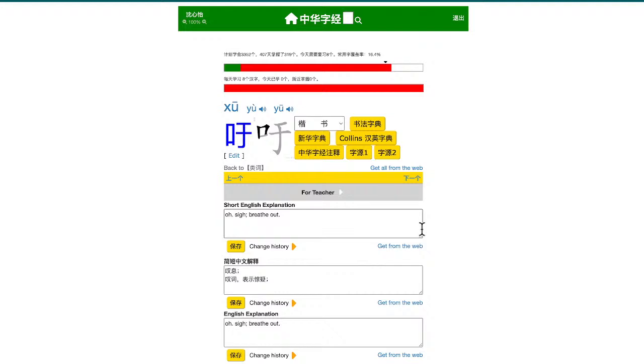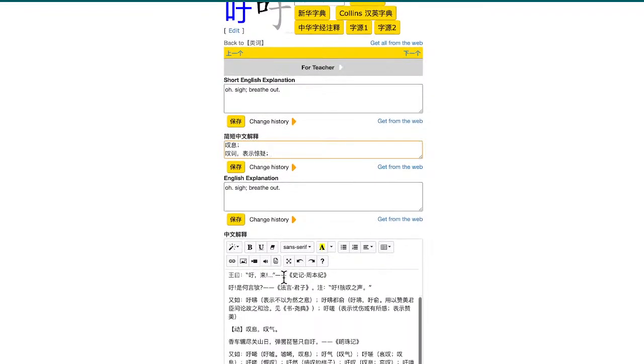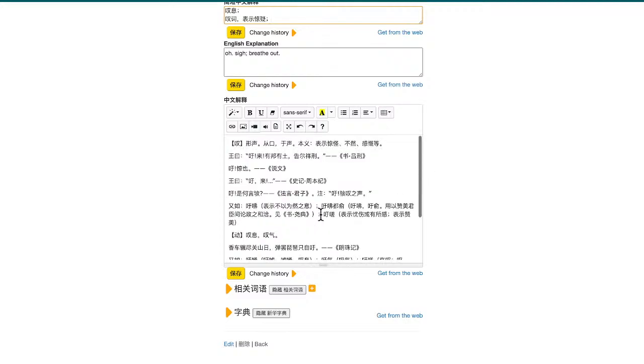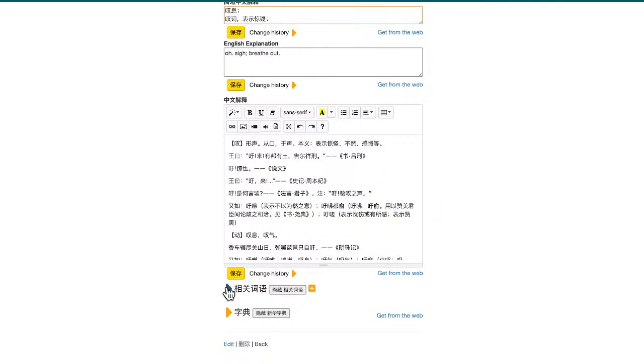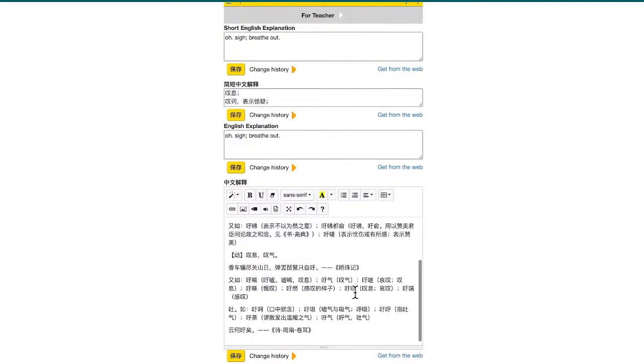Next one. Xu means sigh, breathe out. It's like the other xu. So it's an interjection meaning sigh or breathe out. This one is also used in some words: 喘吁吁, 气吁吁, 长吁短叹. That kind of words.